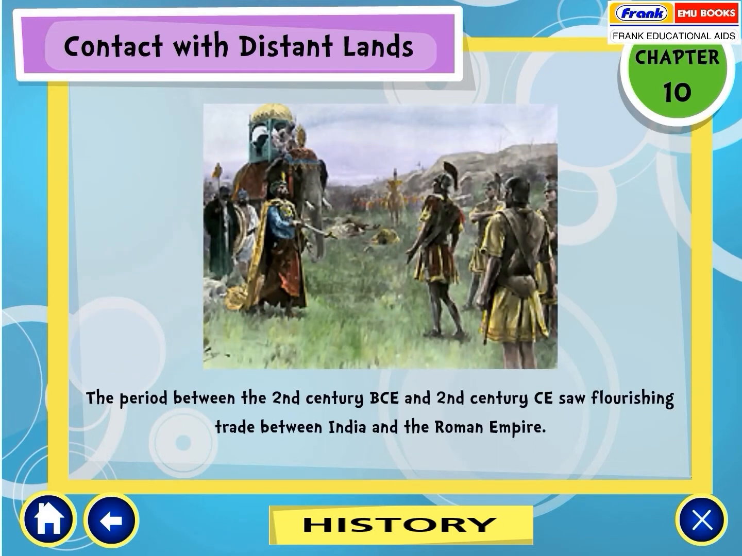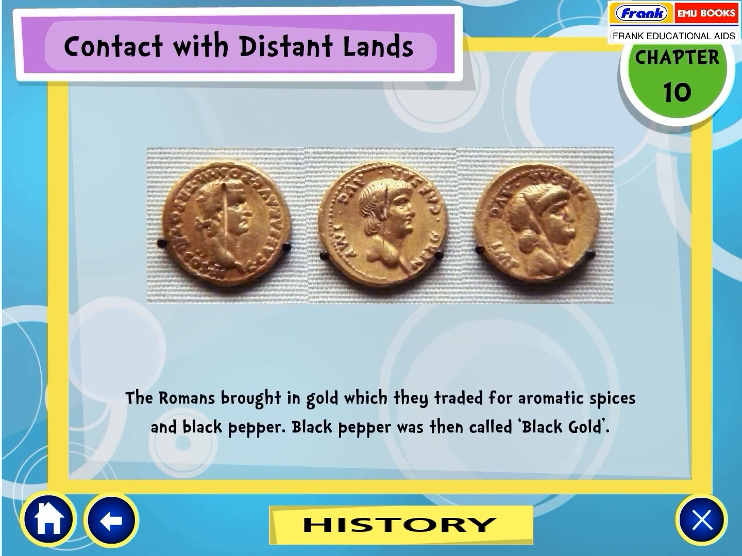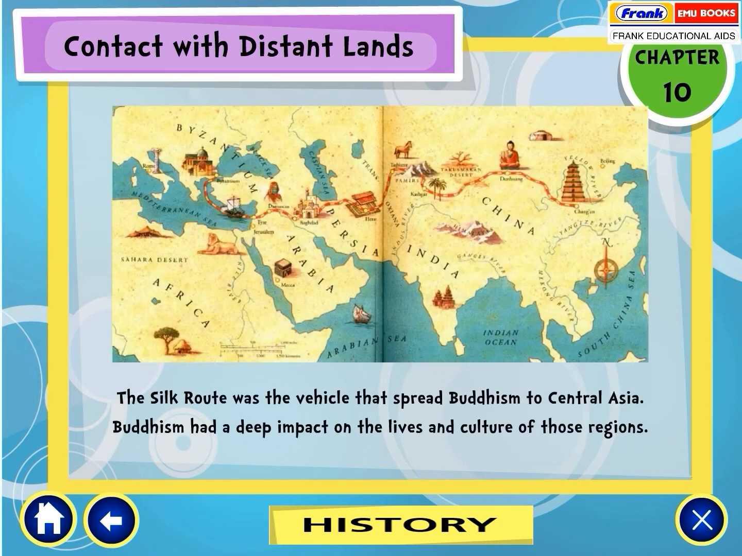The period between the 2nd century BCE and 2nd century CE saw flourishing trade between India and the Roman Empire. The Romans brought in gold, which they traded for aromatic spices and black pepper. Black pepper was then called black gold. The Silk Route was the vehicle that spread Buddhism to Central Asia. Buddhism had a deep impact on the lives and culture of those regions.